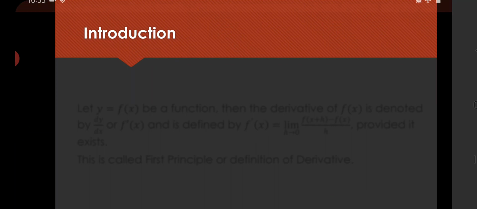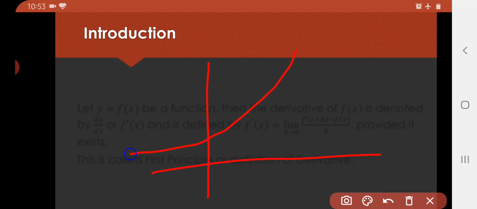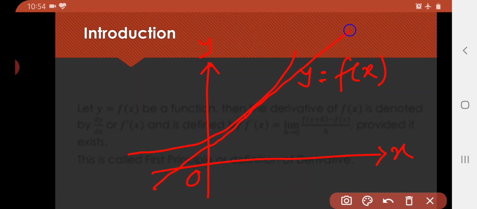Now, before we go into the discussion, let me just give you a small idea of what derivative actually means. Derivative is basically, if I have a curve, say this is a curve I have. I don't know what curve it is, so let this be y equals f(x). Now, this is your x-axis, this is your y-axis, this is your origin. So this is the curve you have. So the derivative at any particular point gives you the slope of the tangent to that particular curve at that point.